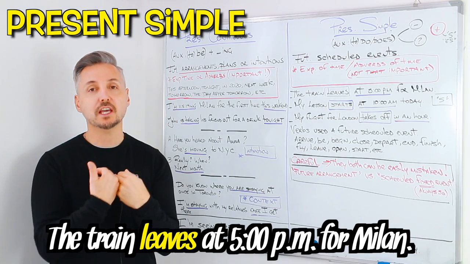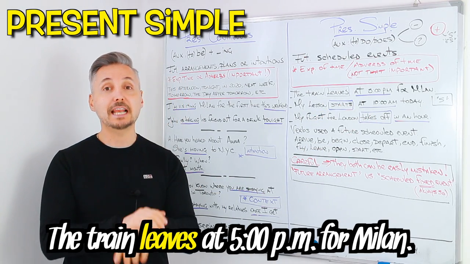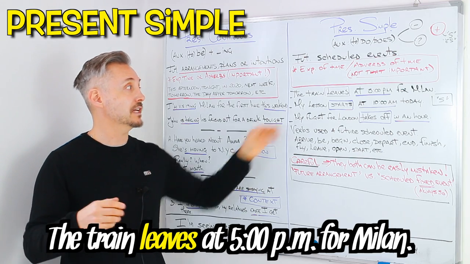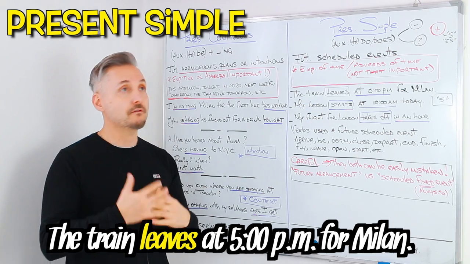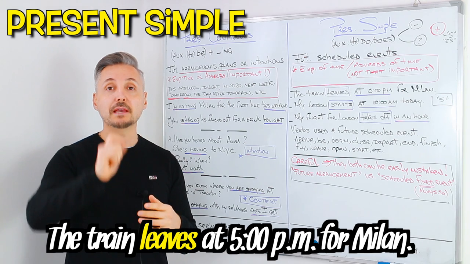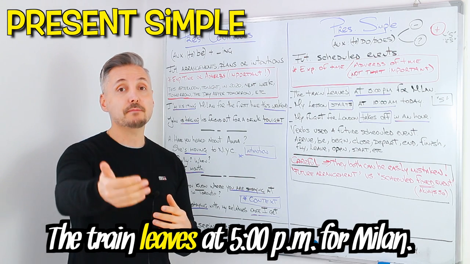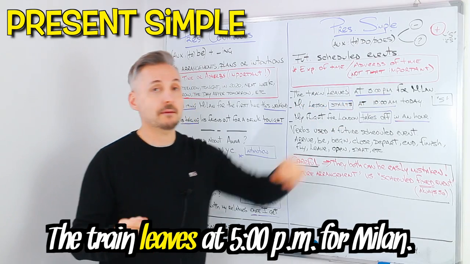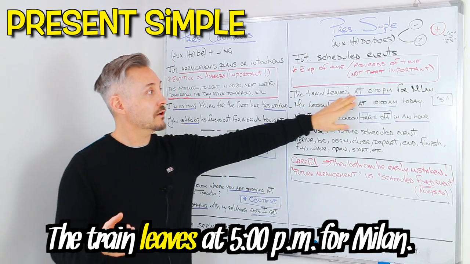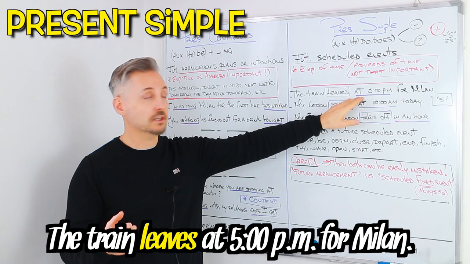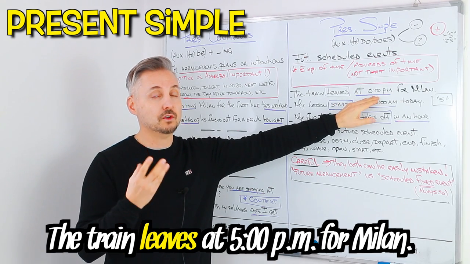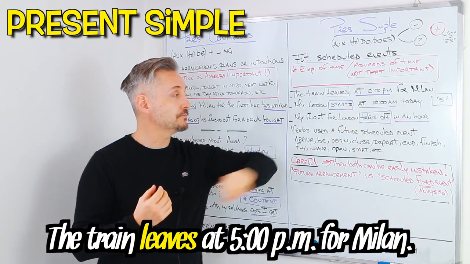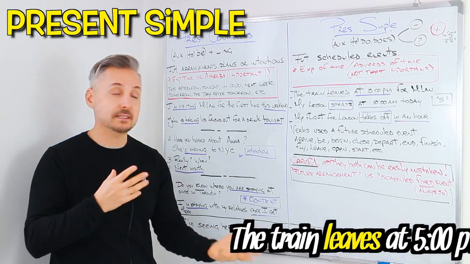See, if I'm talking to you right now and it's 11 o'clock and I say the train leaves at 5 p.m. for Milan, I know that it will be the future, right? At 5 p.m. is later. So, obviously, at 5 p.m. is important. Here we have a schedule. So a schedule is important. So a time, right? Or a day, or a date.